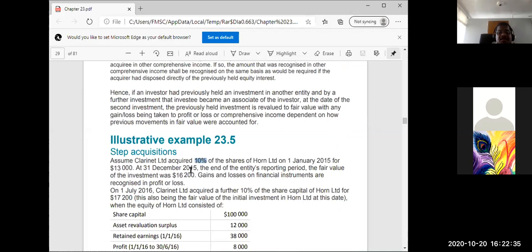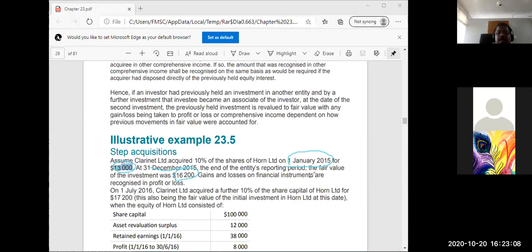At 31st December, the entity's reporting period, the fair value of the investment was 16,200. You have to understand this amount. This particular amount, from the January date, has become 16,200 at this date.